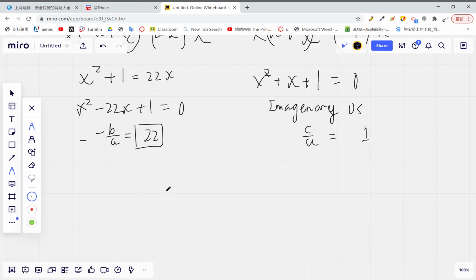So the solution is basically just 22 plus 1, which is equal to 23.